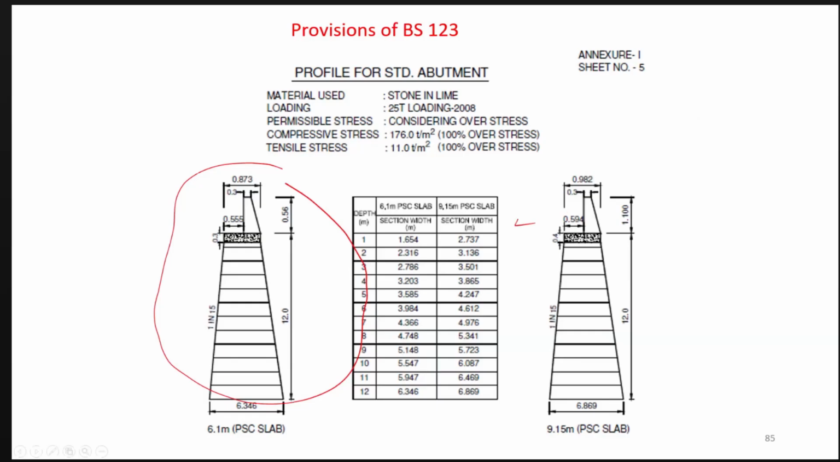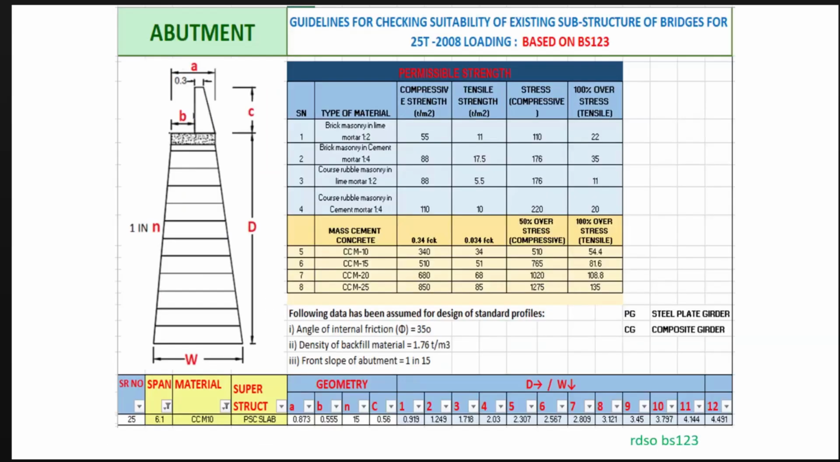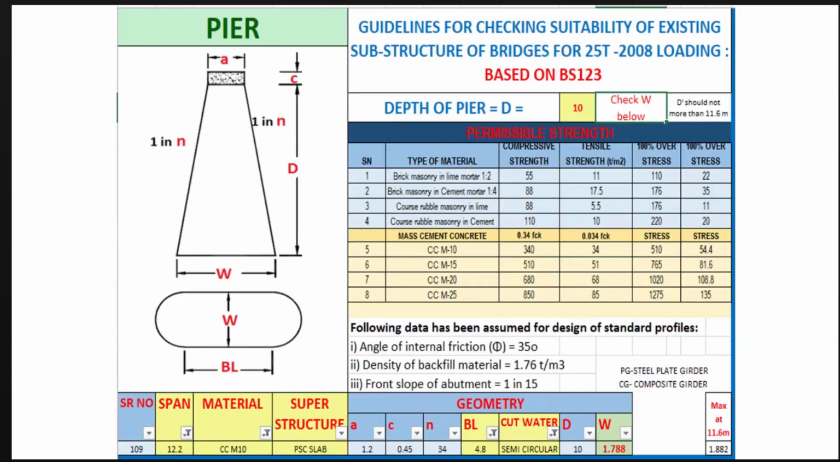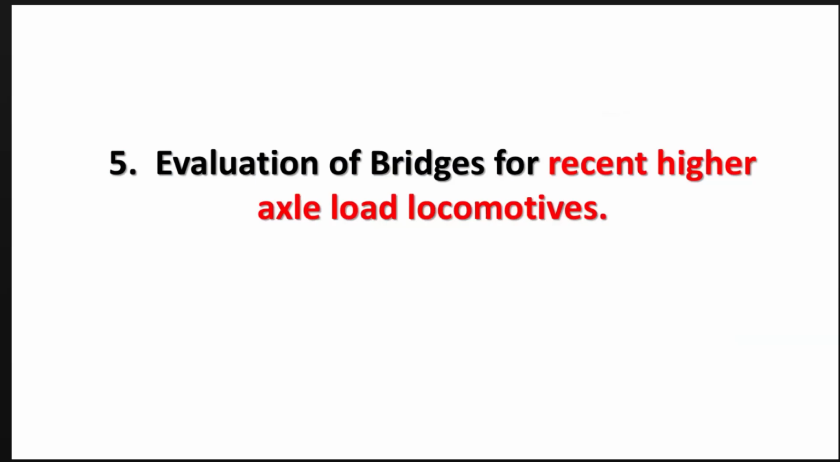So they have given so many charts for different types of loading and maximum work. I have also made software based on those values in Excel, so we can see that there, for the substructure, and this is for the PR. So this is all about the codes and manuals which speak about the clearing of rolling stock that we require.